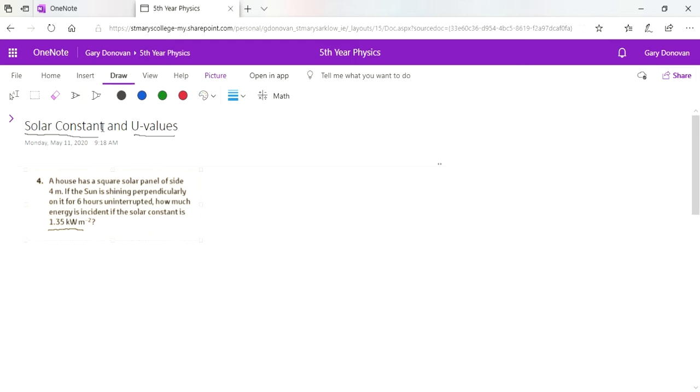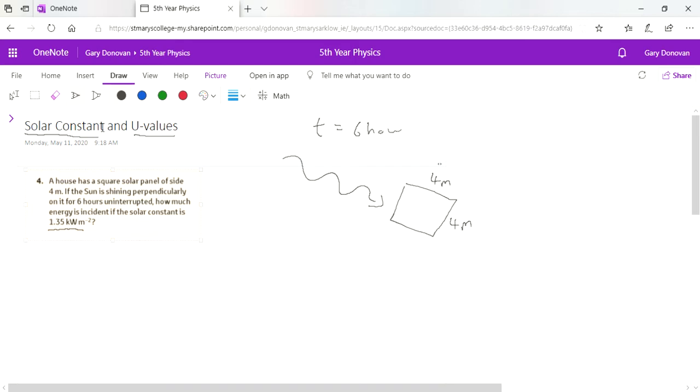So we have a house and it has a square solar panel of side 4 meters. So here's our solar panel. That means 4 meters is one side, 4 meters is the other side. If the sun is shining perpendicularly on it for 6 hours, how much energy is incident? Incident means falling on it. If the solar constant is 1.35 kilowatts per meter squared.